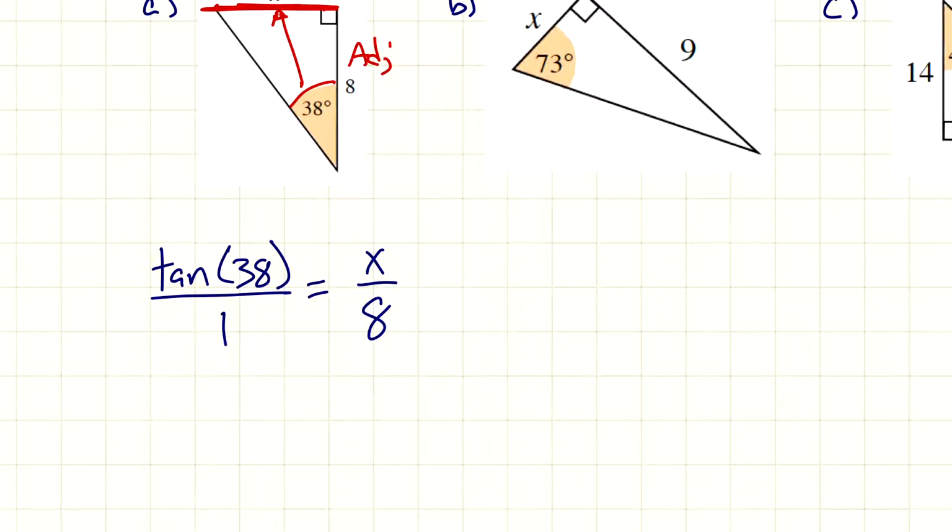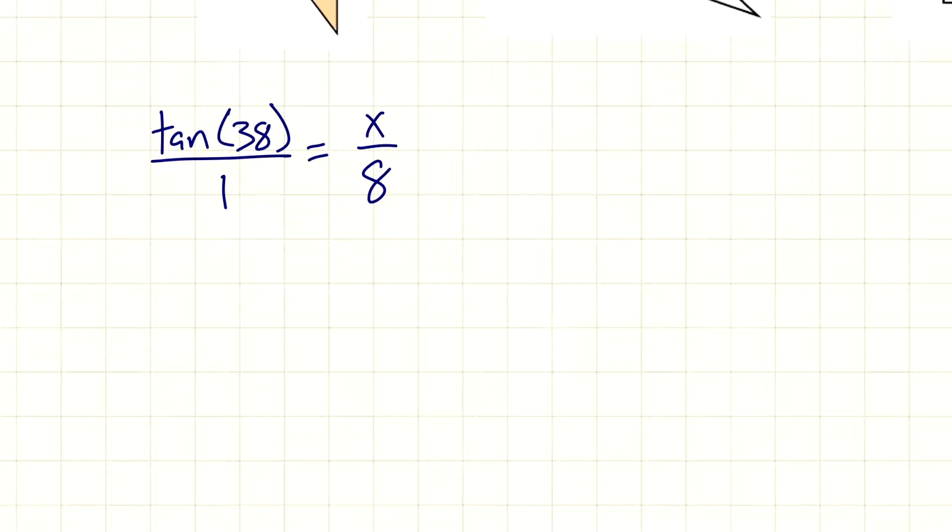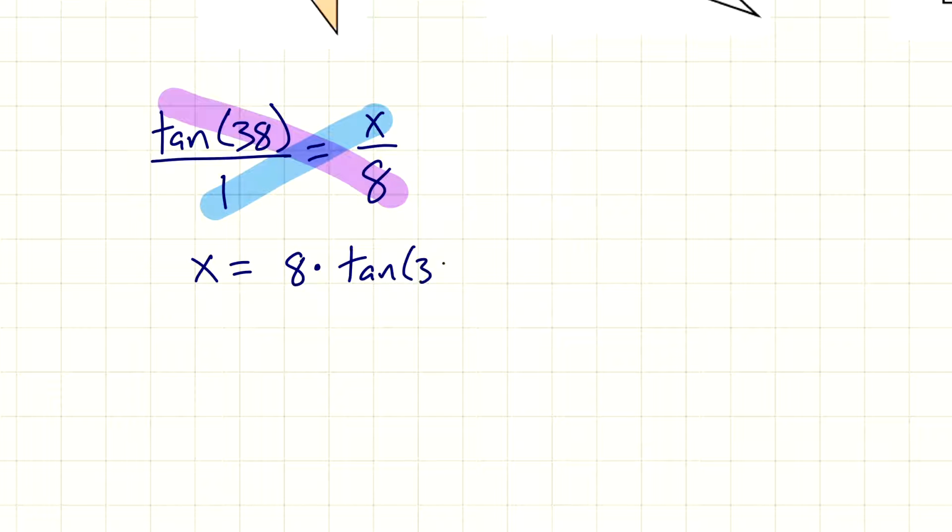To solve this, we're going to cross multiply like we normally do. That's going to give us x times 1 is x, and 8 times tangent of 38. So I'm going to write it like this: 8 times tangent of 38.